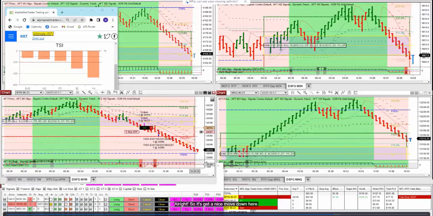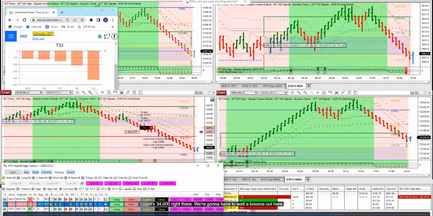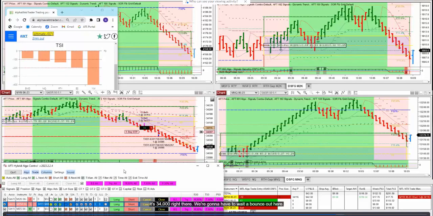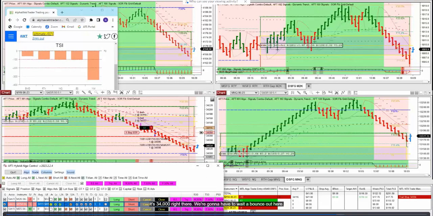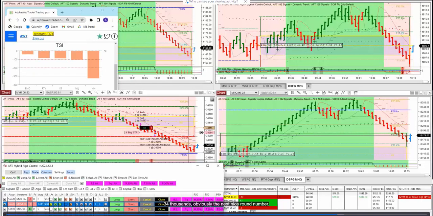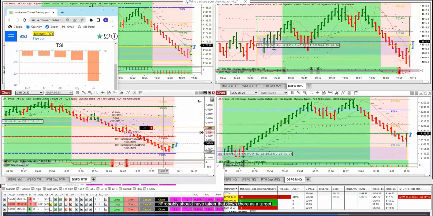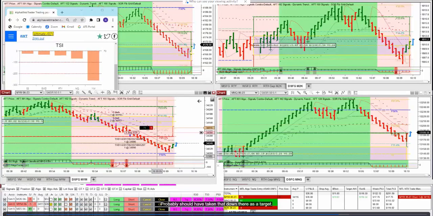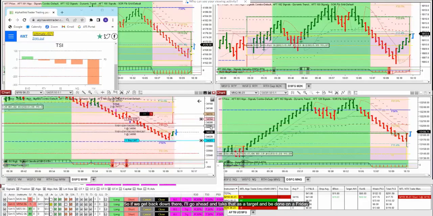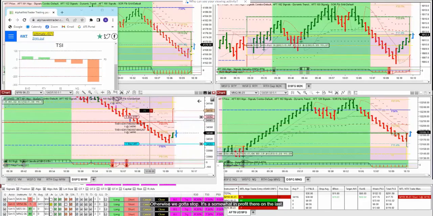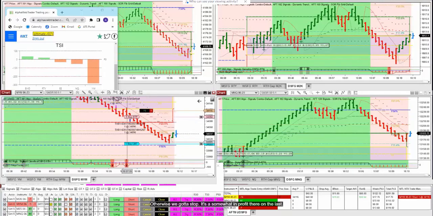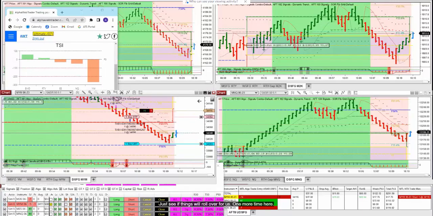All right, so it's getting a nice move down here. It's 34,000 right there, and we're going to have to wait out a bounce. 34,000 is obviously the next nice round number. I'm going to have to wait out a bounce here. Probably should have taken that down there as a target. So if we get back down there, I'll go ahead and take that as a target and be done on a Friday. Otherwise, we've got a stop. It's somewhat in profit there on the last. Just see if things will roll over for us one more time here.